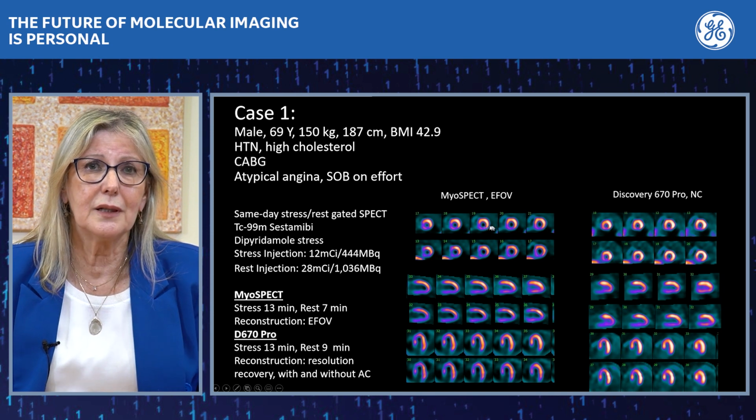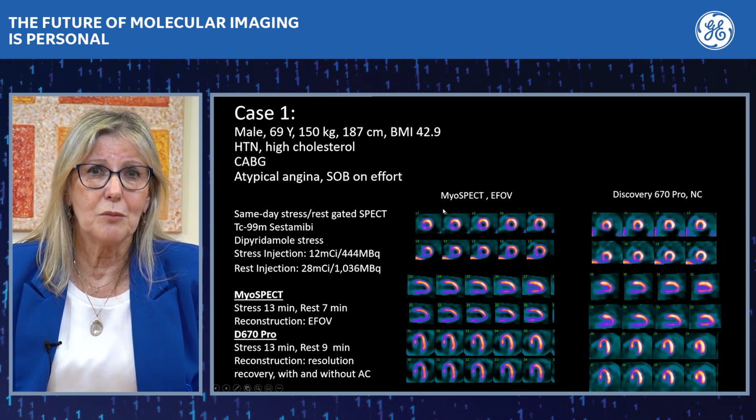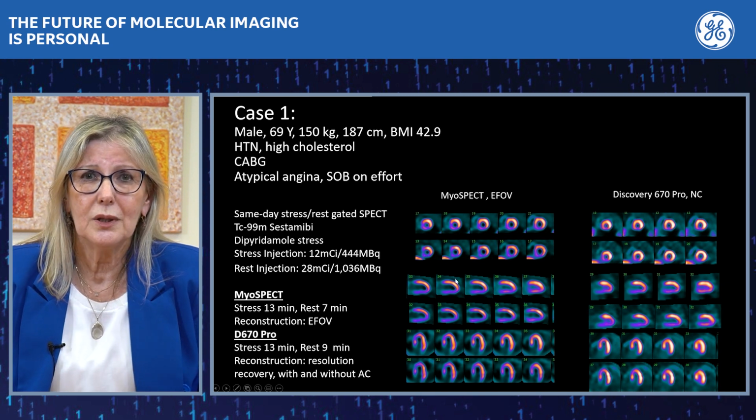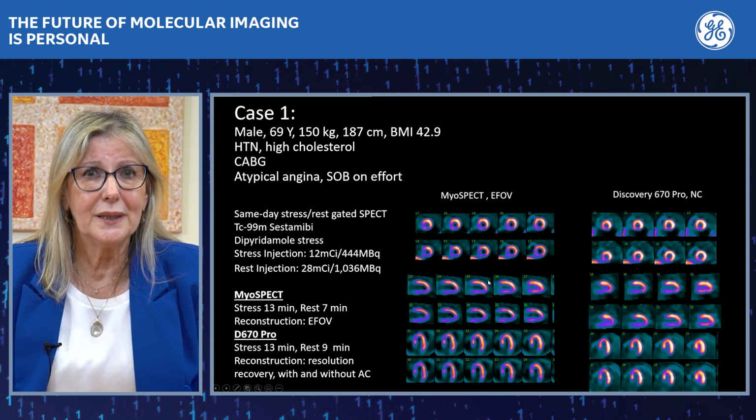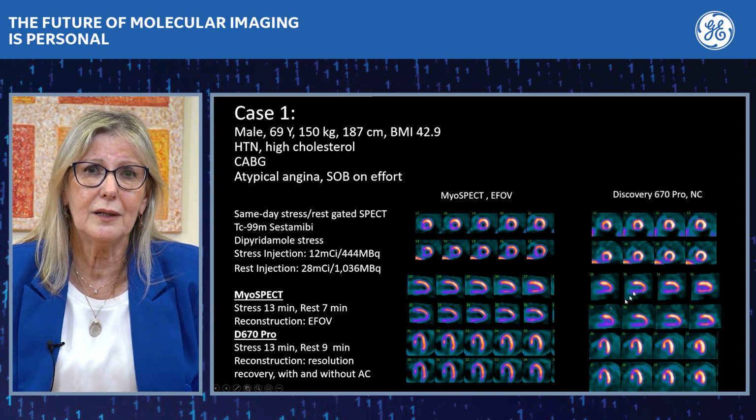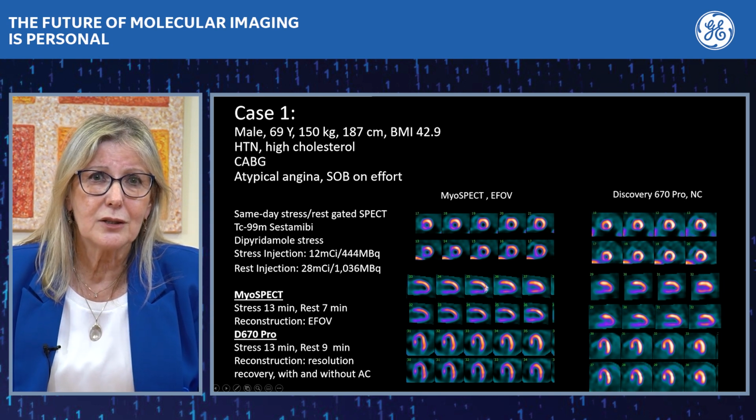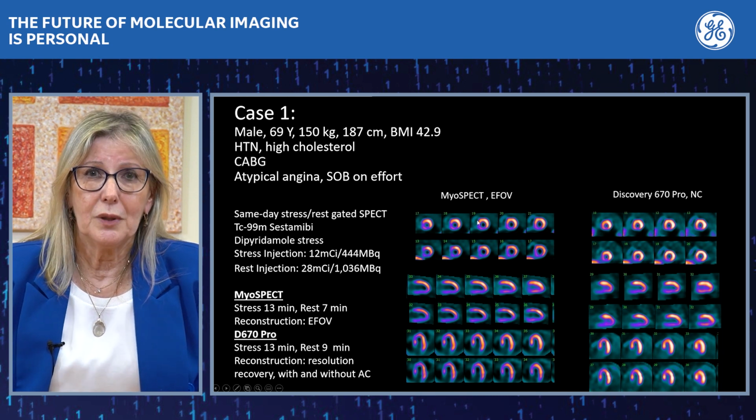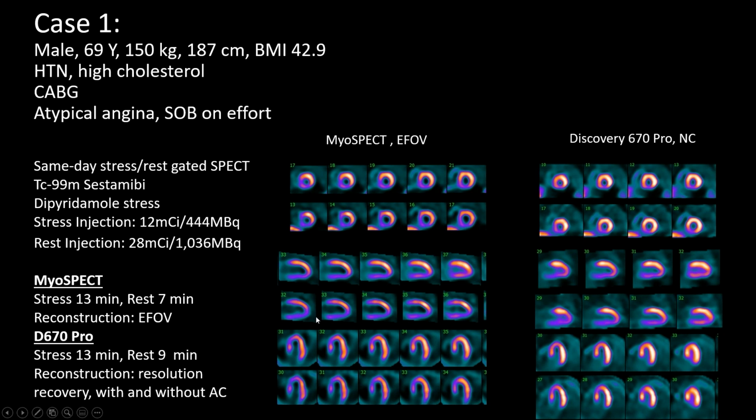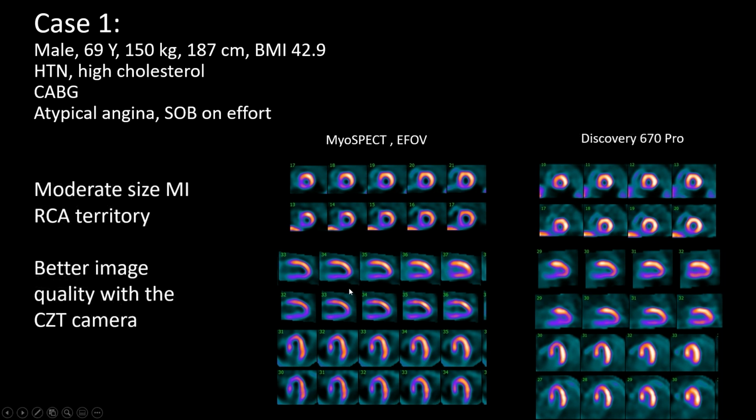As you can see, the images of the MyoSpect with the extended field of view are characterized by better resolution compared to the conventional camera, with thinner ventricular wall, larger cavity, and better resolution. Actually, both images demonstrate the same finding of a non-reversible perfusion defect in the inferior, inferoapical, and inferoseptal walls, which is consistent with a moderate-sized myocardial infarction in the right coronary artery territory.